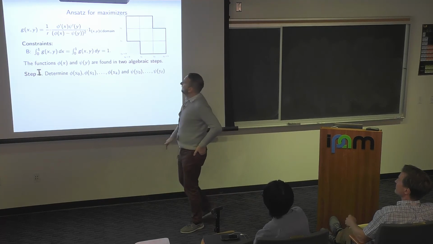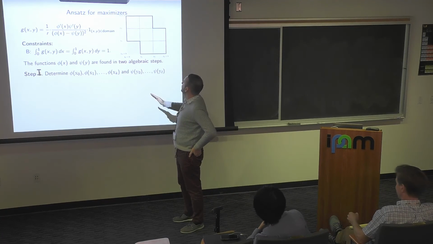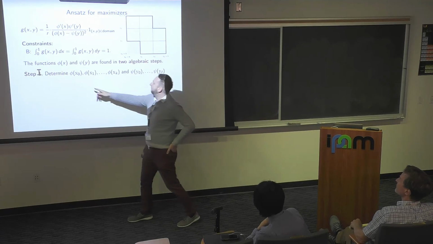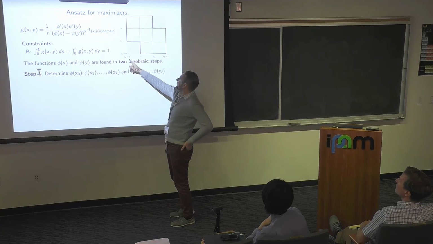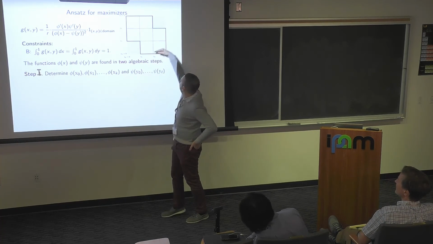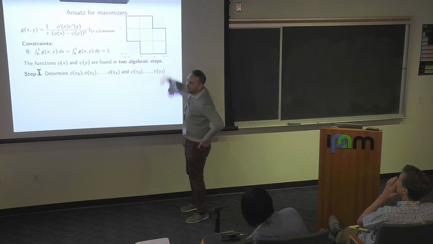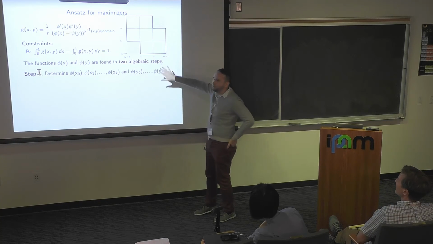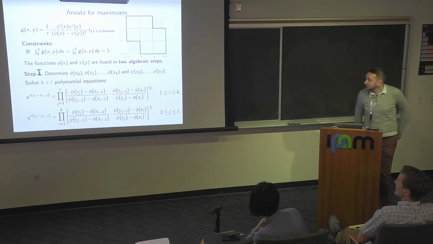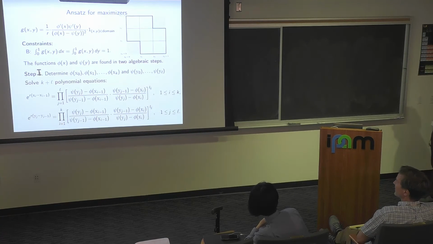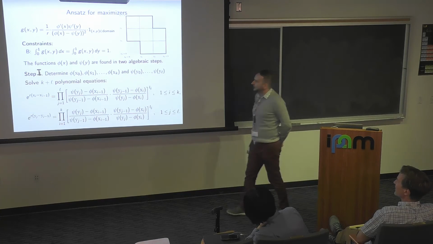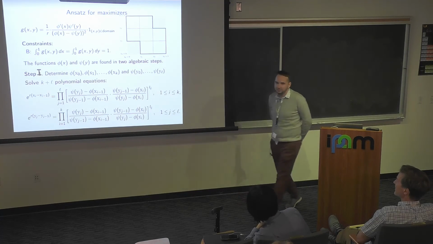In the first step, we will find these functions, phi and psi, at the endpoints of the segments. Phi we'll define at the points x0, x1, x2 up to xk, and psi we'll define at the points y0, y1 up to the top. So on this grid of points, that's the first task. It turns out that in order to find this function on this grid of points, you need to solve k plus l polynomial equations.